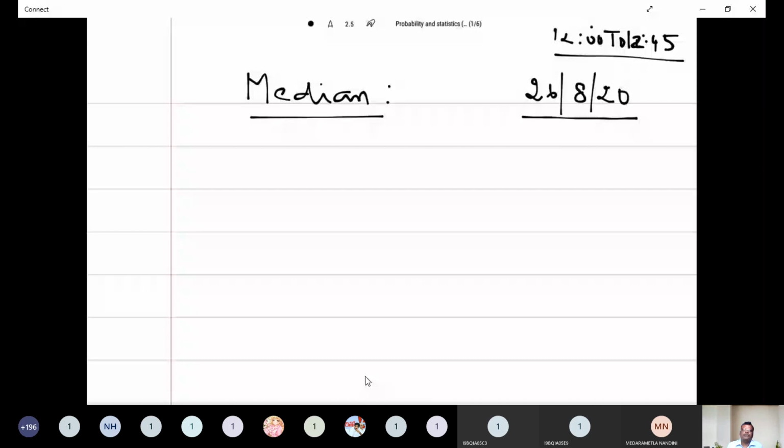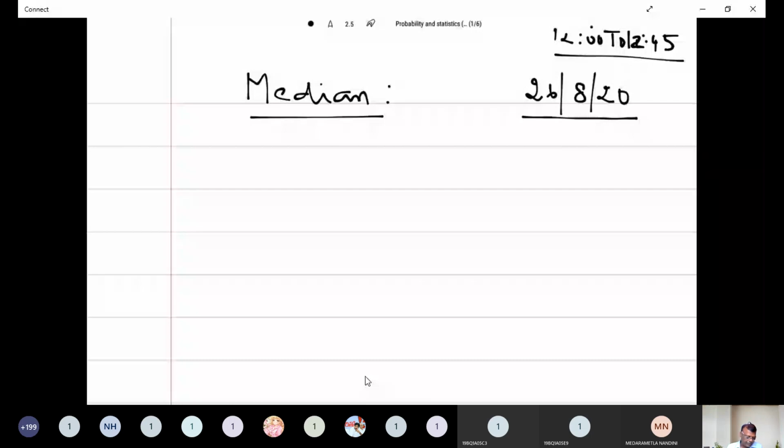Today we are going to study the median. Yesterday we discussed the mean for various distributions. Now, what is the median of a distribution? It is also a measure of central tendency. It is also used for calculating the measures of central tendency. That means it is nothing but an average.